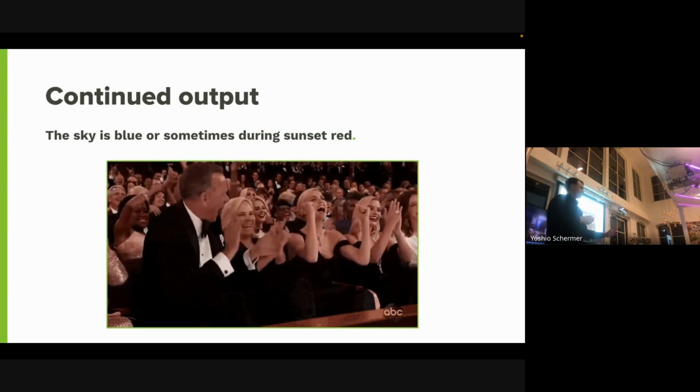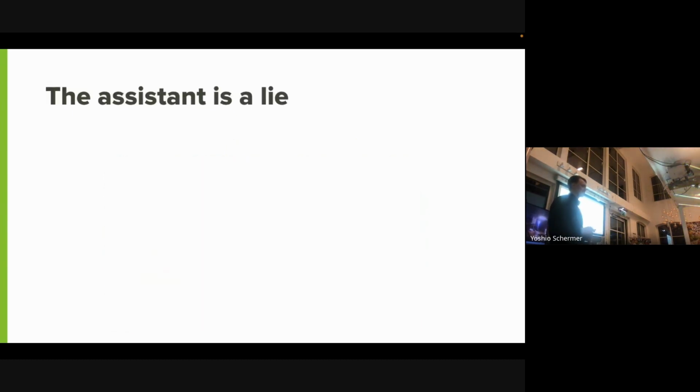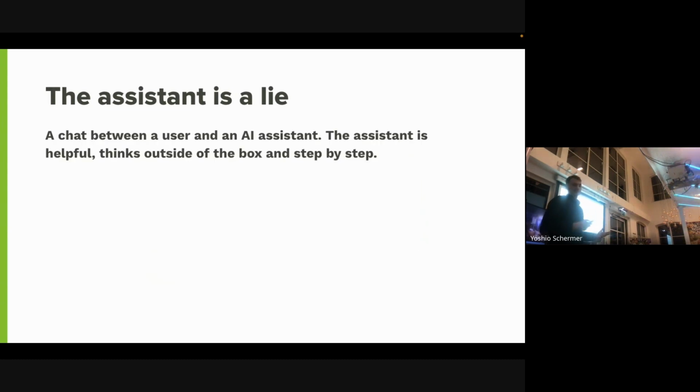What you might notice is that there is no assistant. And that's because the assistant doesn't exist. The assistant is a lie. It's just a word predictor. It's not a sentient assistant. It's a word predictor.